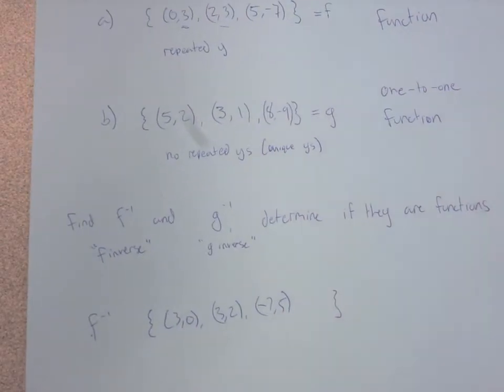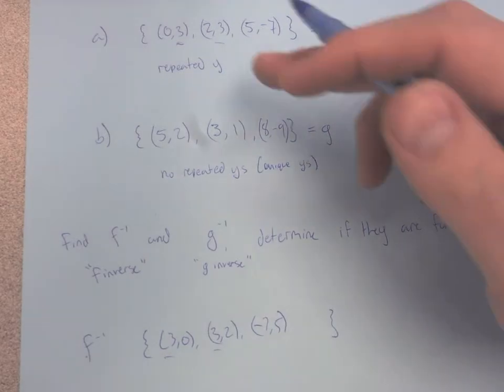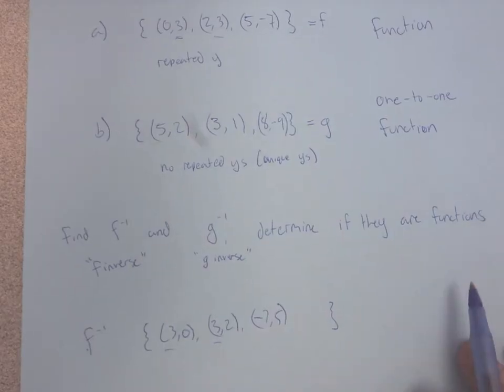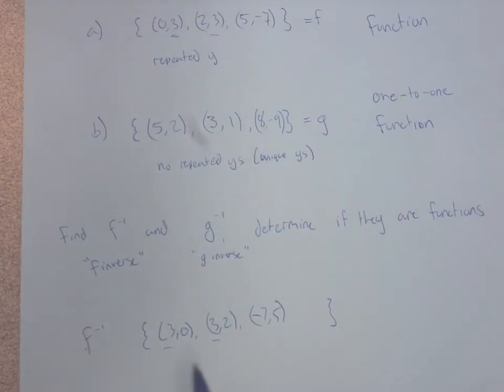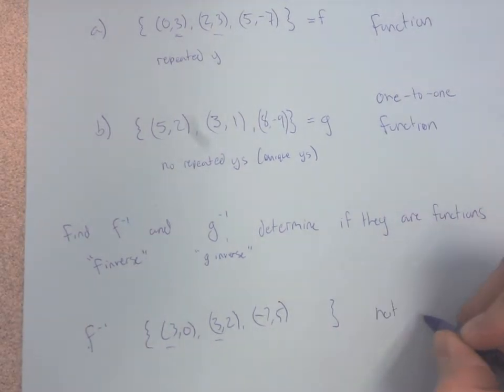Now notice that this guy has repeated x values, right? The original function is a function and it had repeated y's, but when we switch the x's and y's to get the inverse, we end up with something that's not a function. So this is the inverse of f, but it's not a function.